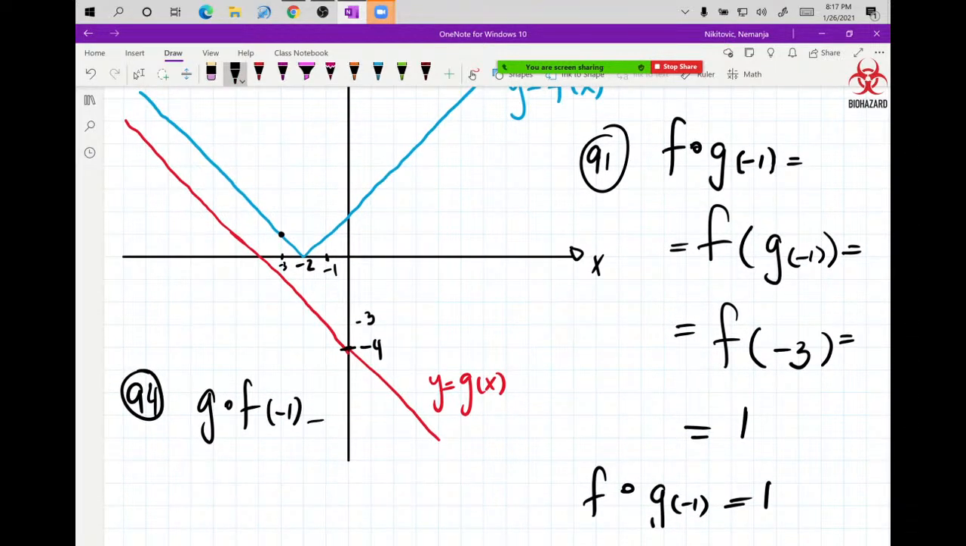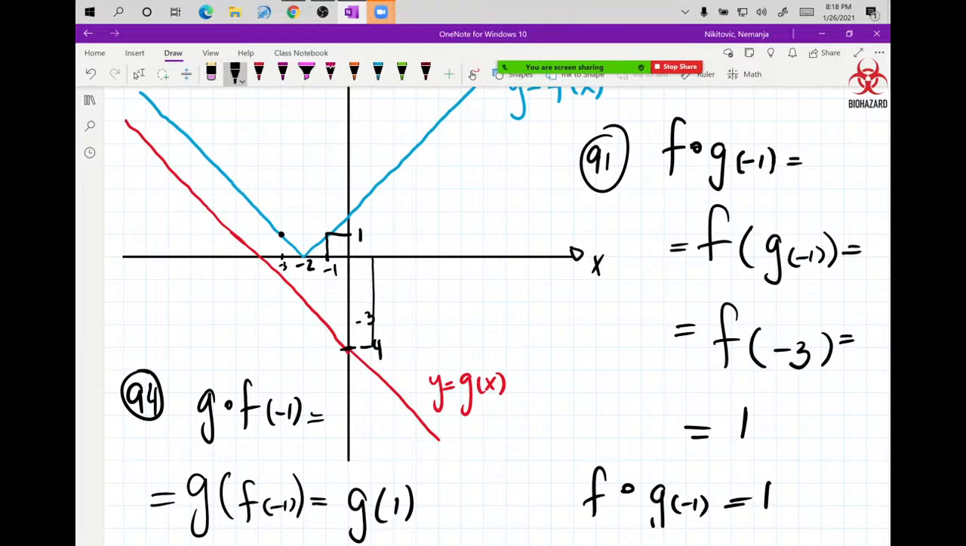So we chase the values. We first write this as g of f of negative 1. So I just need to figure out how much is f of negative 1. Well, f is the blue one, and negative 1 is here, so boom, it's 1. So I just need to figure out how much is g of 1. So g of 1, that's the red one, right here, negative 5. Awesome.